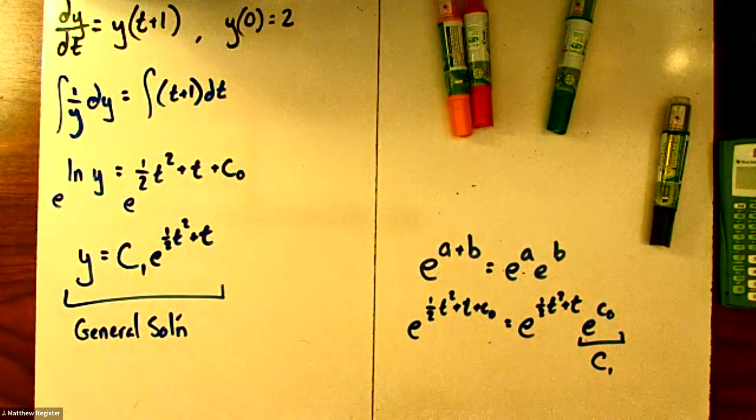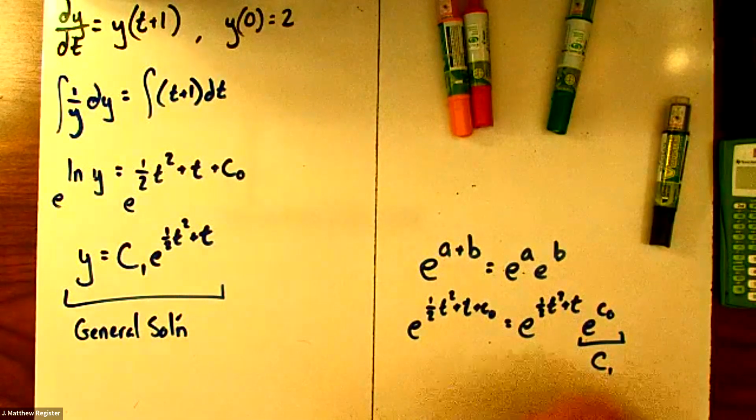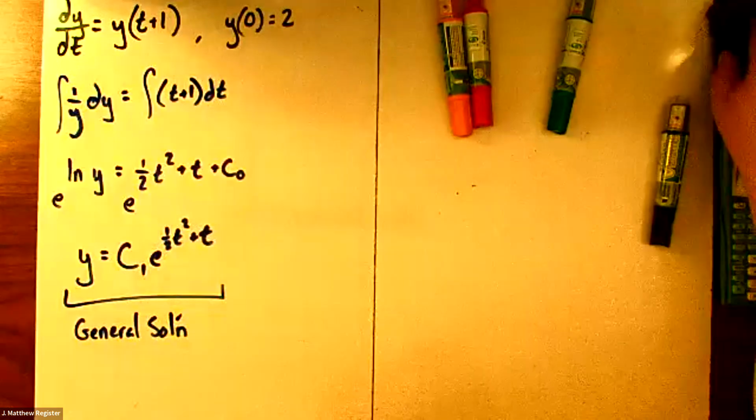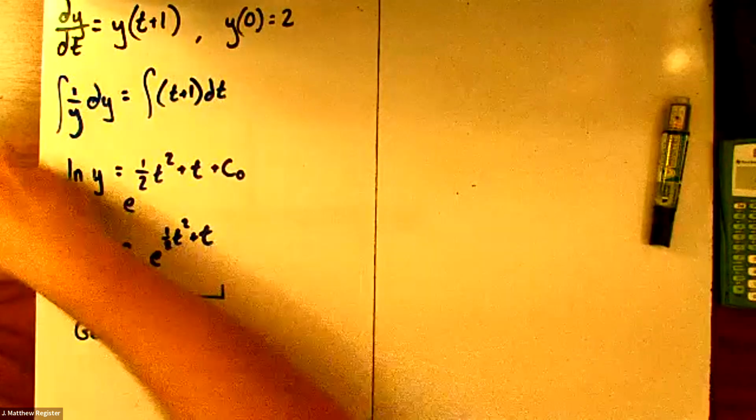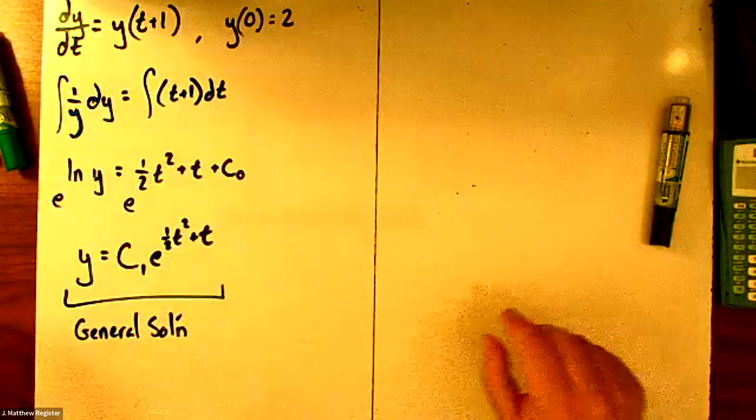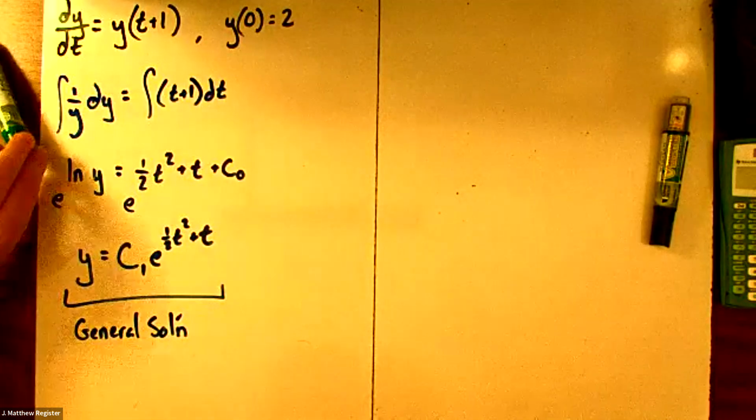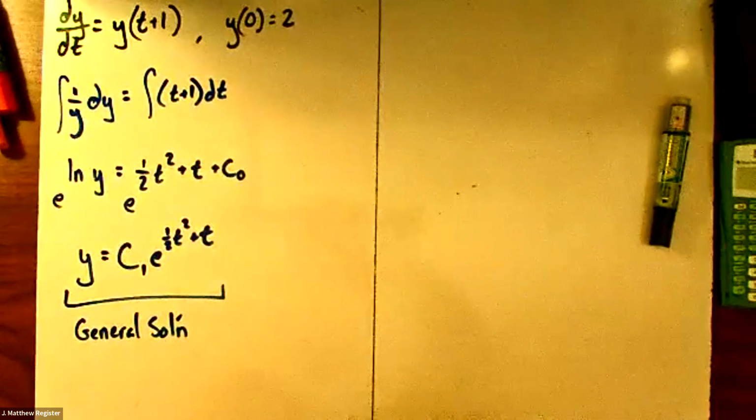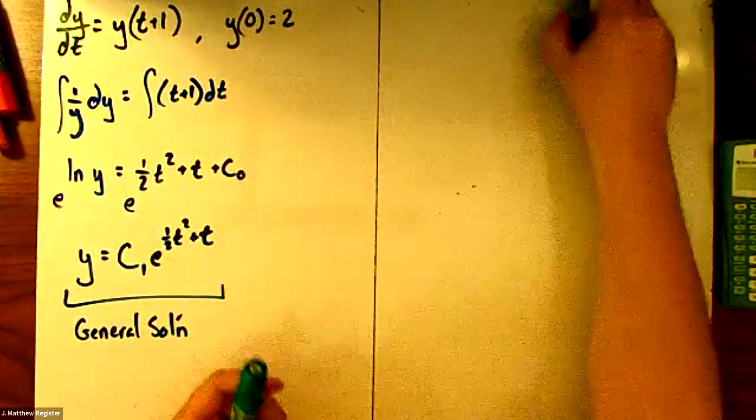And if this were not an initial value problem, we would be done at that point. This is what the solution would look like for this differential equation. However, this is an initial value problem, and so we can go further. In fact, we can solve this because we know that y of 0 is equal to 2.